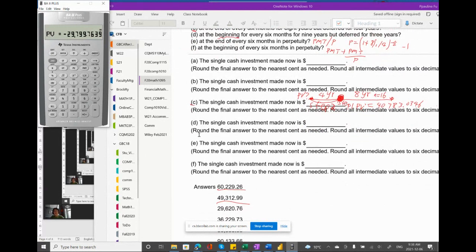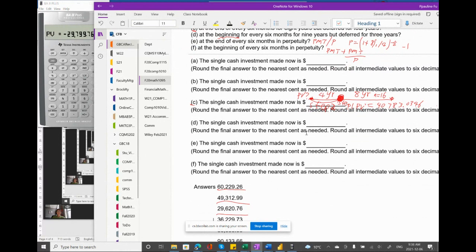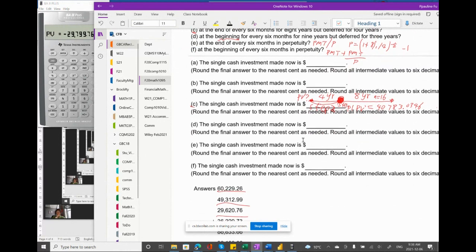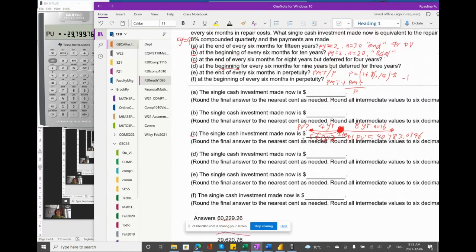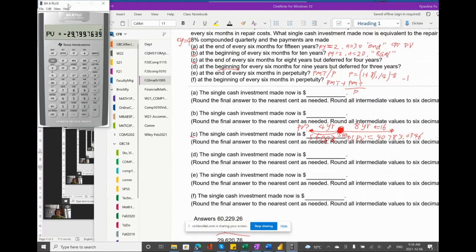The number does not look right. I need to double check. The number does not agree with the given answer, so I need to check from step 1.